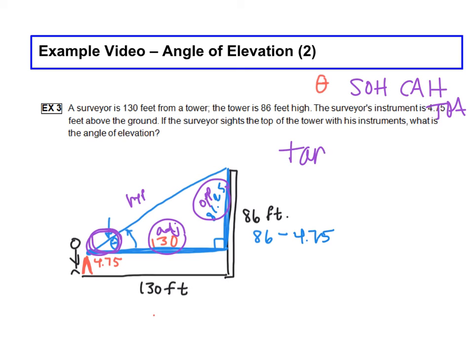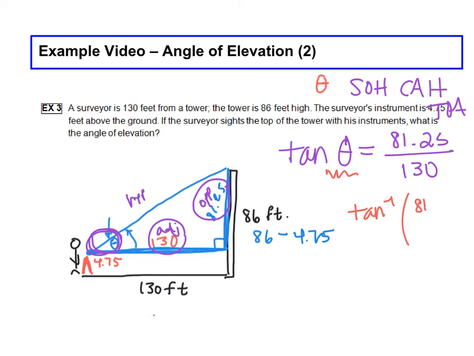So we're going to say tangent of our angle, which we actually call theta. Tangent of theta is equal to the opposite side, which is 81.25, over the adjacent side, which is 130. Now remember, anytime you're trying to find an angle measure, we don't use the tangent button, we use the inverse tangent. So if you recognize, yep, we're trying to find an angle, we're going to do the inverse tangent of that fraction, 81.25 over 130.